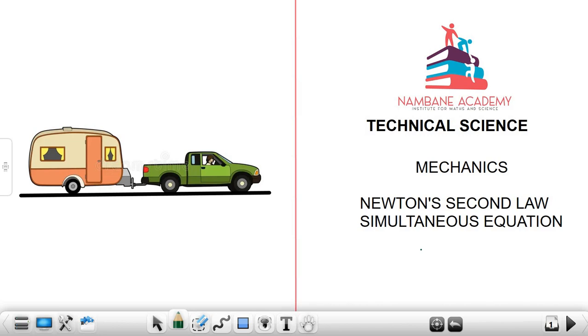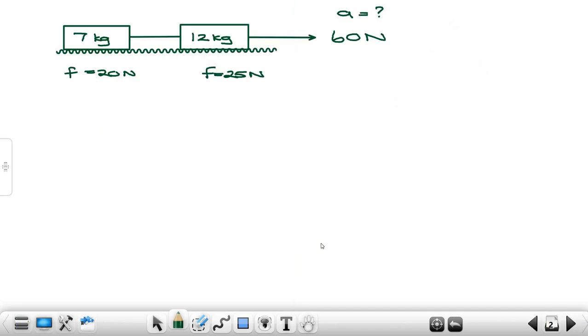This video is about mechanics, Newton's second law of motion, the simultaneous equation. So the simultaneous equation is going to deal with one object pulling another object. It doesn't matter what it is, whether it's an aeroplane and a glider, or two boxes, or a caravan and a bakkie, it doesn't matter, but two objects that are pulling each other where there is the force of tension between them. So here's an example.